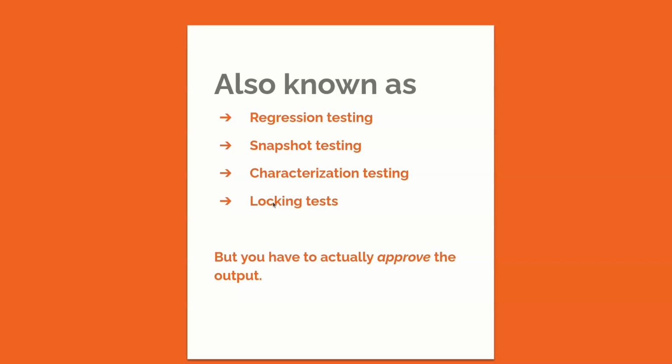Approval testing has also been known as regression testing, snapshot testing, characterization testing, or as locking test. But I much prefer the term approval, because the goal here is not to make sure that no matter how you change the code, the function should always output the same. We are trying to create a program that is correct, which among other things means you have to approve the output and not just save it and make sure it never changes.